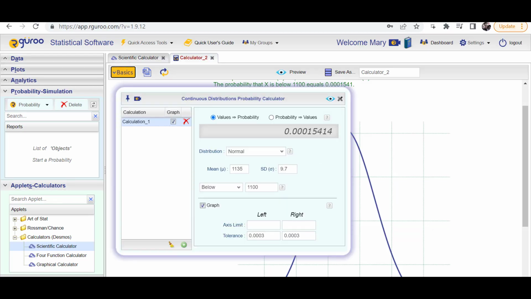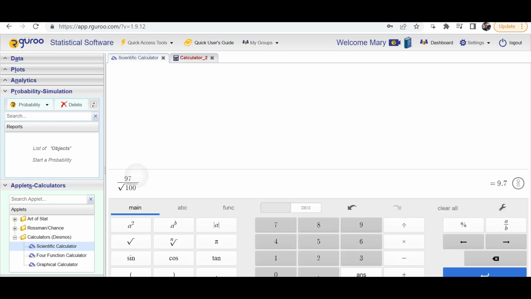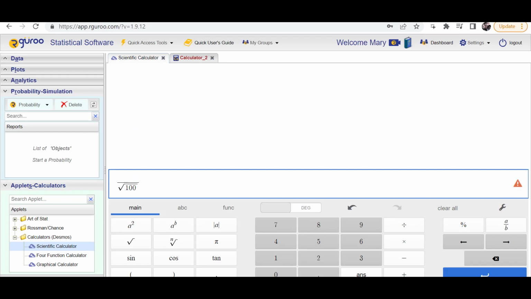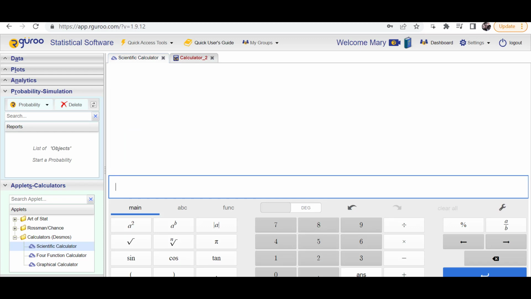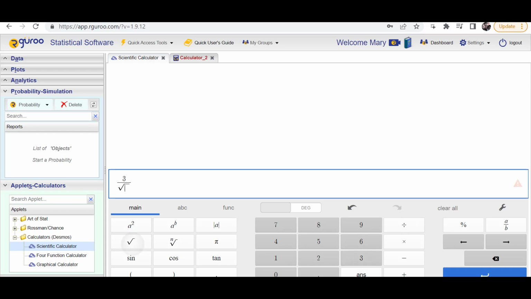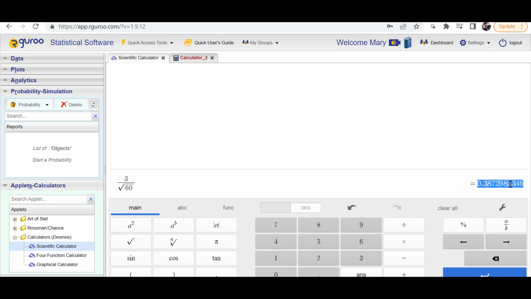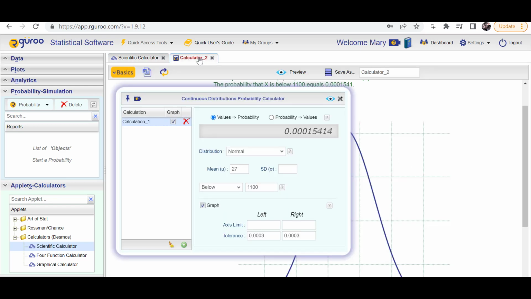So I'm just going to go back to basics and change these things here. So my mean is now 27. And my standard deviation, I don't know what that is. So I'm going to toggle back to my calculator and put in the standard deviation, which is 3, divided by the square root of a sample size of 60. So we get 0.38729833346, and we could round that, but the farther you take it out, the closer it is going to be to the actual calculation. So I just copied it, and then I'm going to paste it here into my standard deviation.